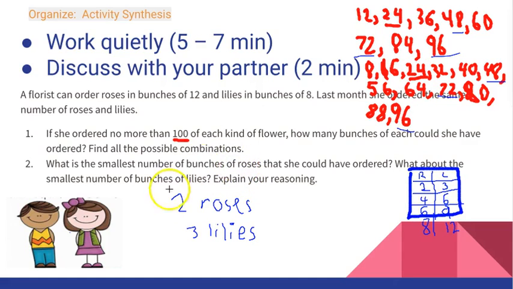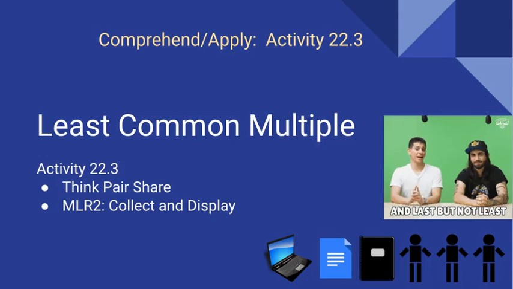So if you're doing something where you need both the same, it would make sense to buy just 2 bunches of roses and 3 bunches of lilies because you're trying to make the same amount. And in these other cases, that works as well. And you can certainly keep going up. It's kind of like factors. You could keep using all the possible factors, but you're going to need to look at what the situation calls for.